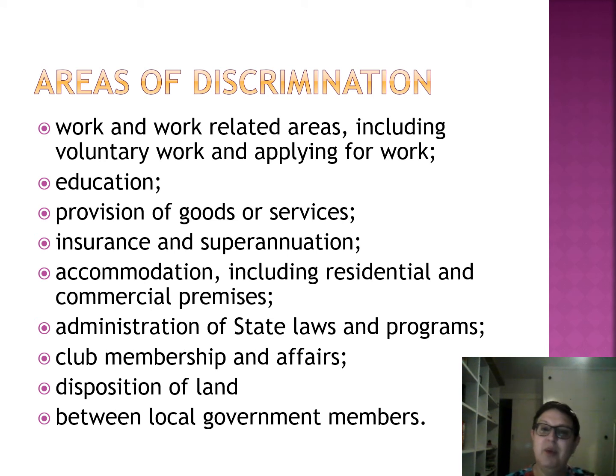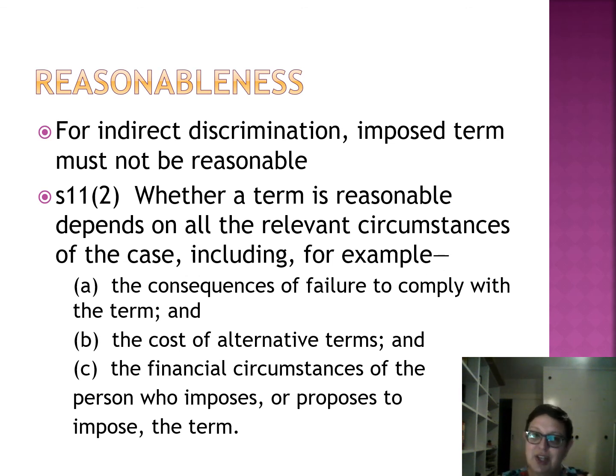So then in Queensland, we also look at our areas of discrimination. As you can see, they are relatively similar to what you see at the Commonwealth level, though we do add between local government members, and we don't have provisions for remote work FIFO situations. In addition, there is an obligation of reasonableness, and here's what you look at for what is reasonable. Whether a term is reasonable depends on all the relevant circumstances, including, this is not limiting it, the consequences of failure to comply, the cost of alternative terms, and the financial circumstance of the person who imposes the condition.